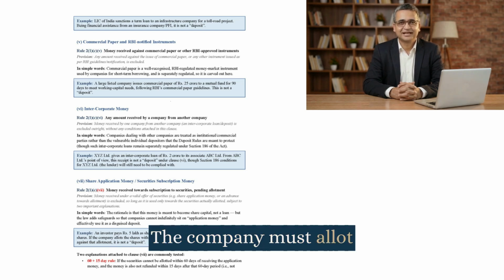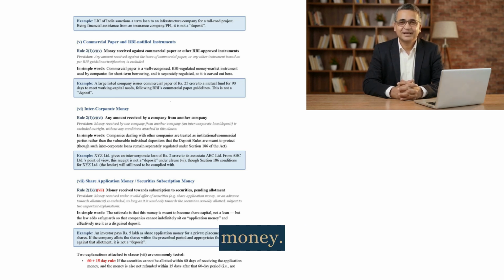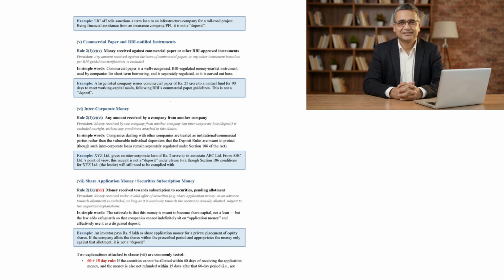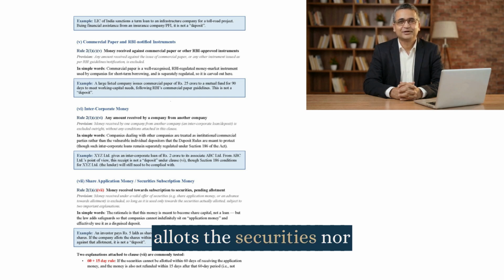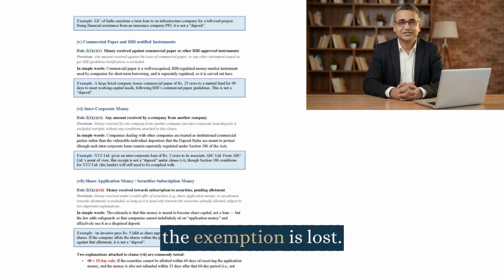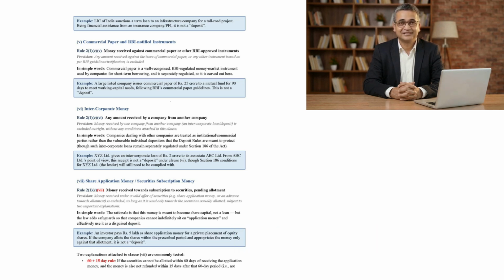The company must allot the securities within 60 days from the date of receiving the application money. If the securities are not allotted within 60 days, the company must refund the entire amount within the next 15 days. In simple words, the company gets a maximum period of 75 days. If the company neither allots the securities nor refunds the money within these 75 days, the exemption is lost. From the 76th day onwards, the amount is treated as a deposit under the Companies Act.